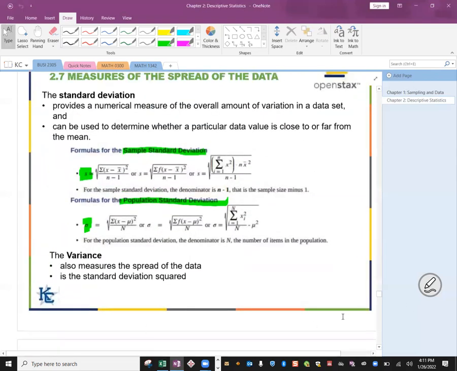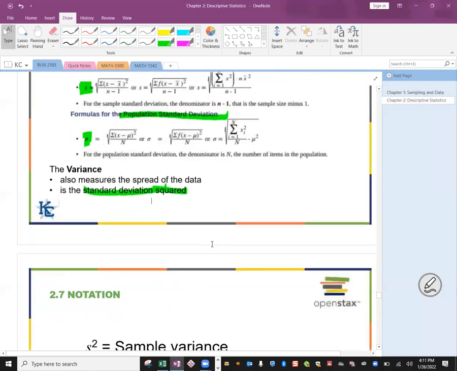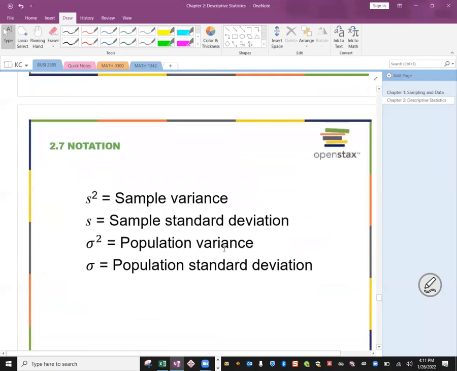So let's talk about variance real quickly. Variance is also a measure of spread, and it is simply the standard deviation squared. So sample variance is s squared. Sample standard deviation is s. Population variance is sigma squared, and population standard deviation is represented by sigma.